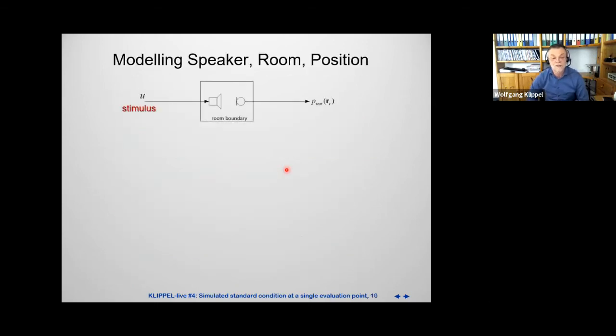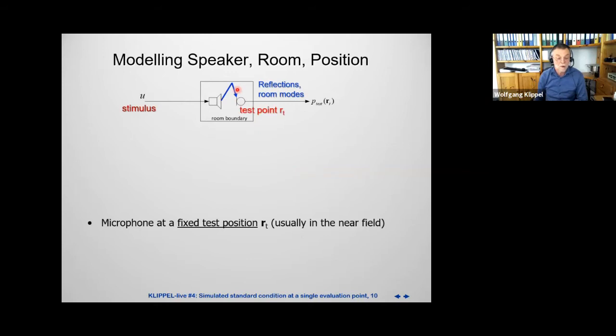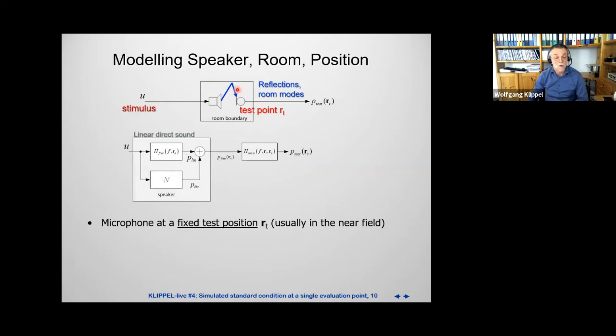Now let's model the speaker and the room position before we are generating our room correction curve. Here's our stimulus. That's our loudspeaker room microphone system that indicates that we have some room reflections. Our microphone is at a fixed position. Actually, with a tape, I mounted the microphone on the table. We call that test point. It's in the near field. Okay, and here you see how we are modeling that.